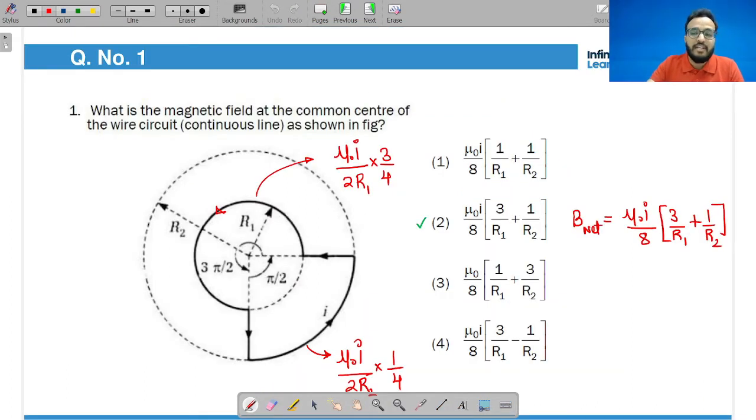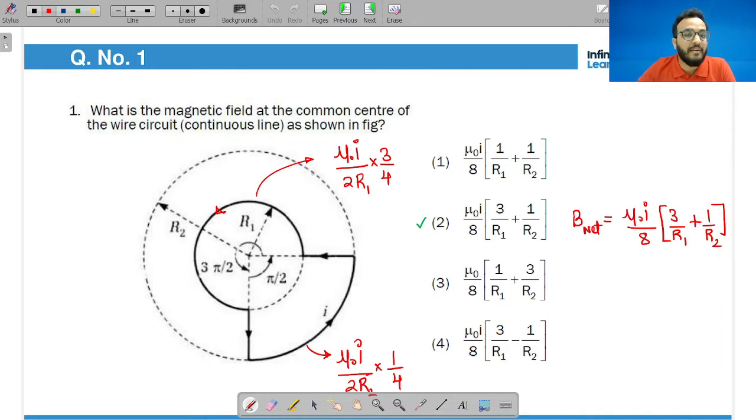So the first question is like this, where you have to find out the magnetic field at the center due to the circular coil as shown. There are two circular coils, one with radius r1 and another with radius r2. Can you see that? Yes, okay. If you need to find the magnetic field at the center, you need to find the magnetic field through both these elements, that means through the circular coil of radius R1 and the circular coil of radius R2 both.